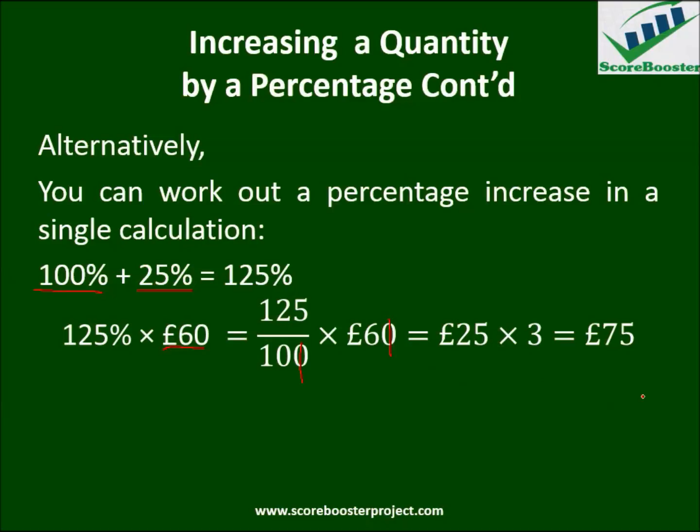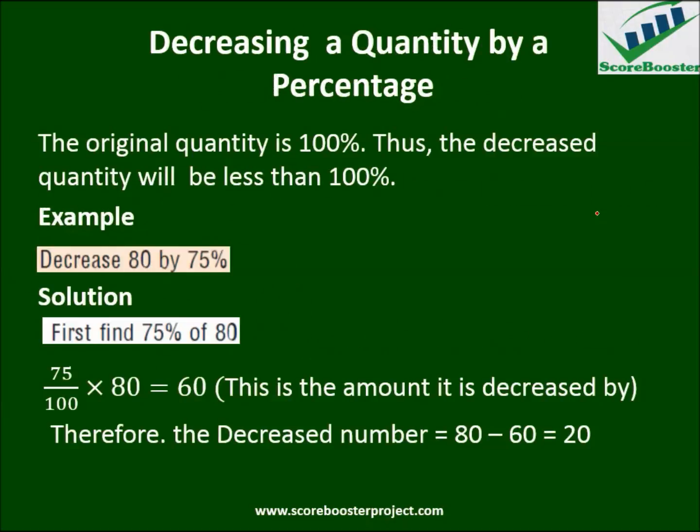So under examination conditions, this method will save a lot of time. Let's have a look at another subheading, which is decreasing the quantity by percentage. When you decrease a quantity by a percentage, you arrive at less than 100% of that quantity. This has been explained in the previous slide. So let's have an example.